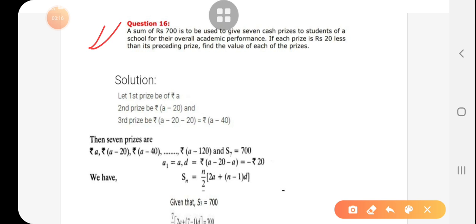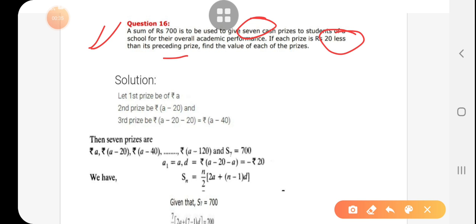The question is as follows: a sum of rupees 700 is to be used to give 7 cash prizes to students of a school for their overall academic performance. If each prize is rupees 20 less than its preceding prize, find the value of each of the prizes.